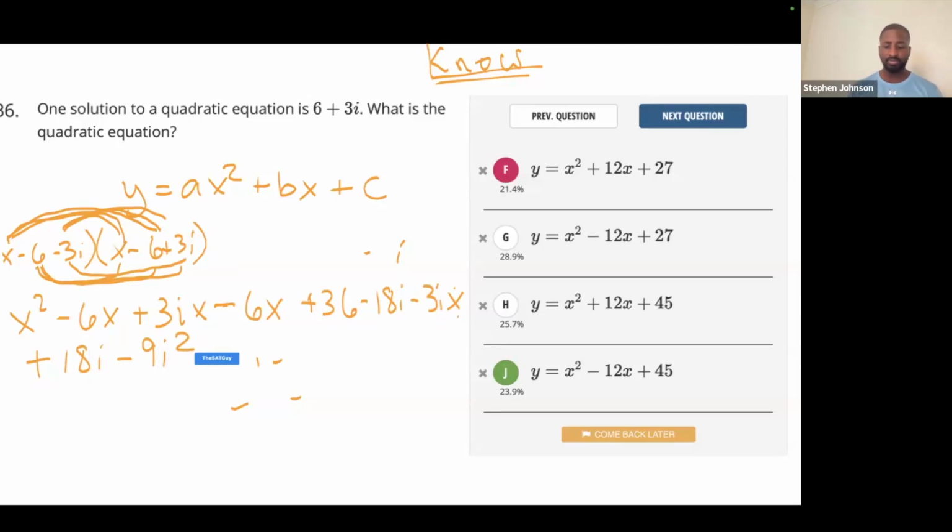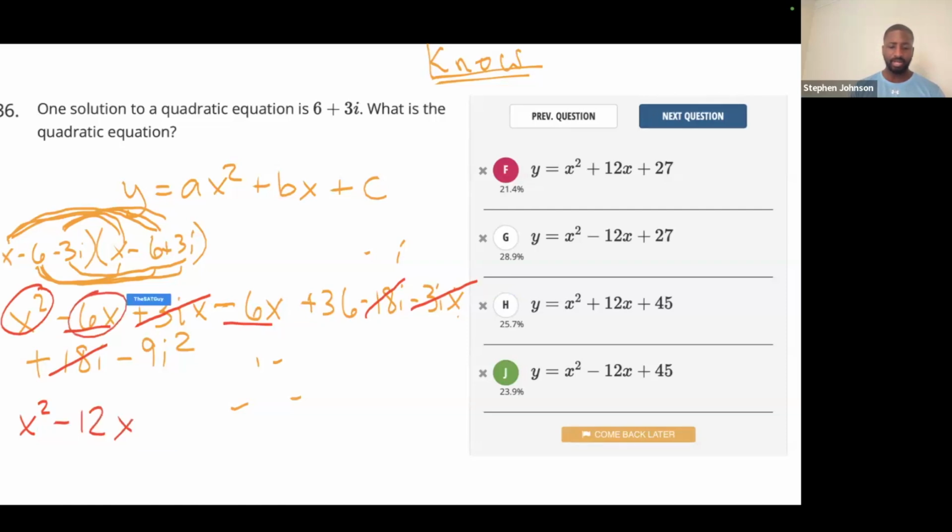Let's combine some like terms. I'll use a different color. So we have positive 3ix and negative 3ix are now gone. We have a negative 18i and a positive 18i, which are also gone. So we're left with x squared. So that's taken care of now. Negative 6x minus 6x, so that's minus 12x. So that's taken care of now. And then I have plus 36. So that's taken care of now.